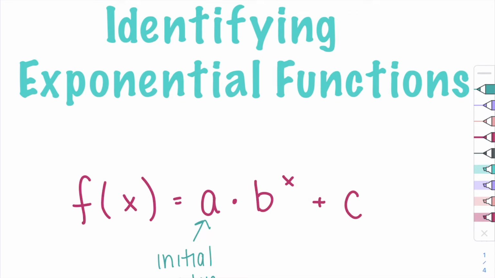B is our growth rate. So that's how fast it's spreading, how fast your money is increasing. If we're talking about half-life of chemicals in chemistry, how fast they're decaying, right? It's how fast the thing is changing. This is your growth rate.